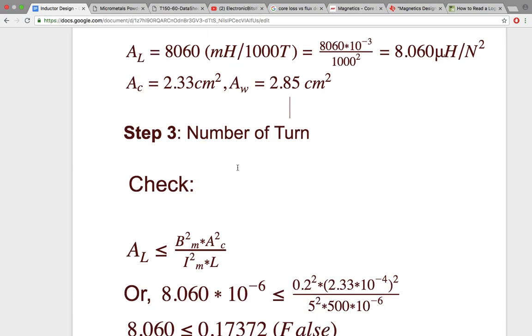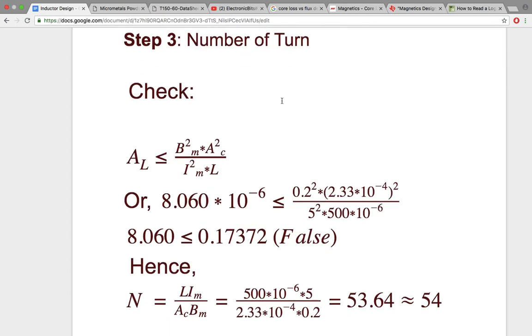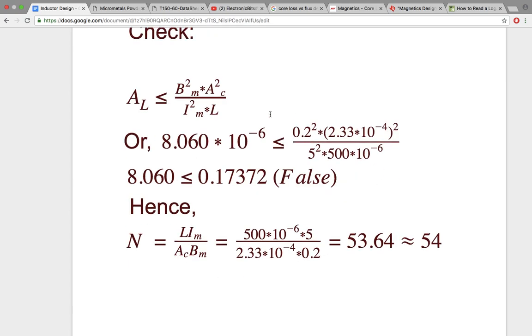Okay, so this is your number of turns check. You check this inequality. We already know all the values: Bm is 0.2, the cross sectional area we got, Im we know, the inductance value we know. After putting in these numbers, we'll see that this AL value has to be less than this.